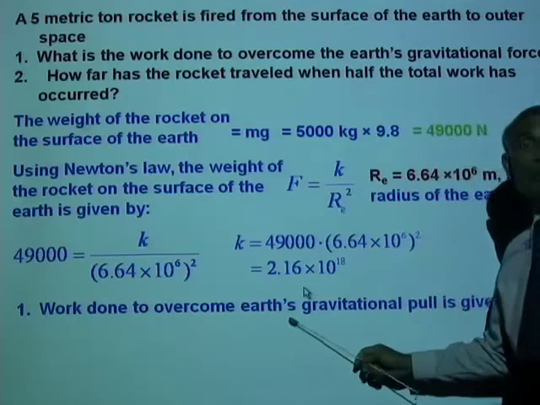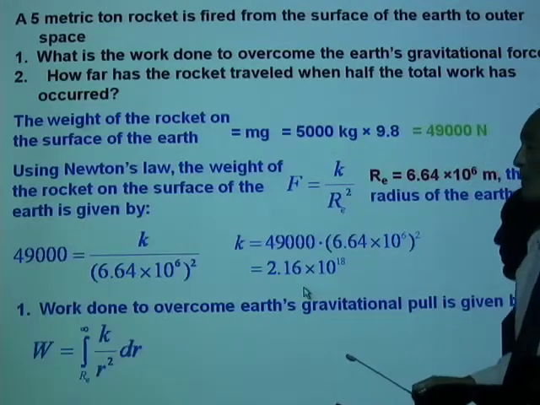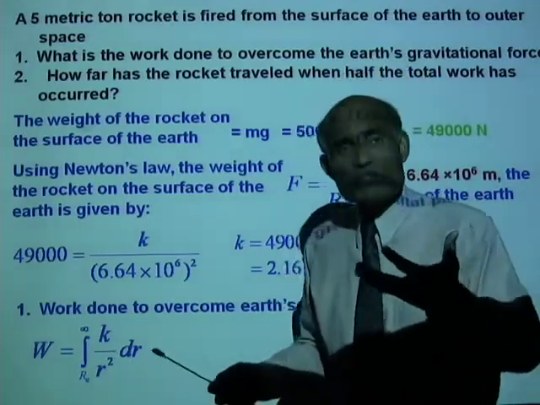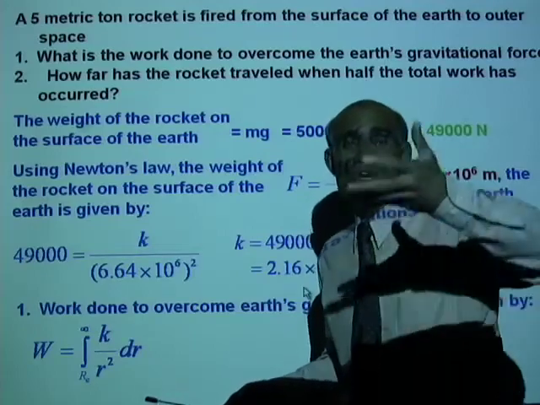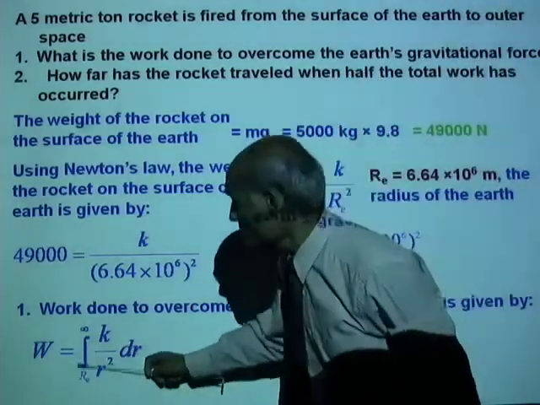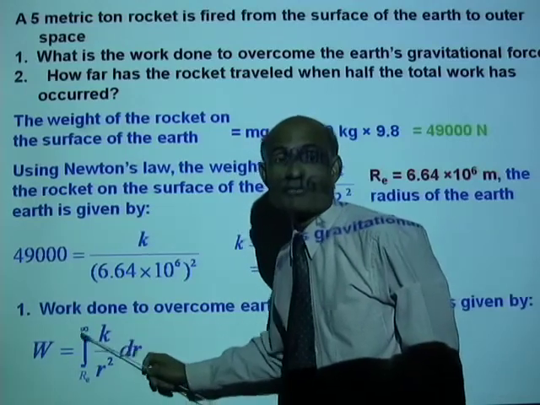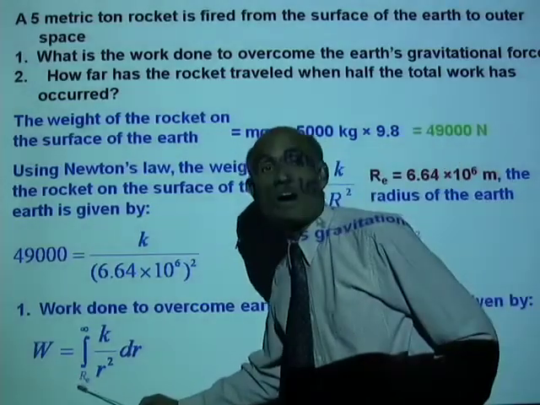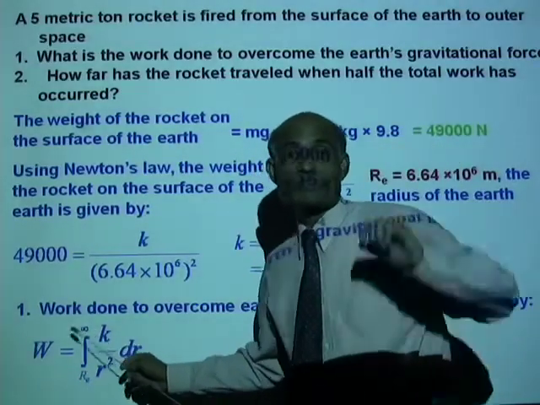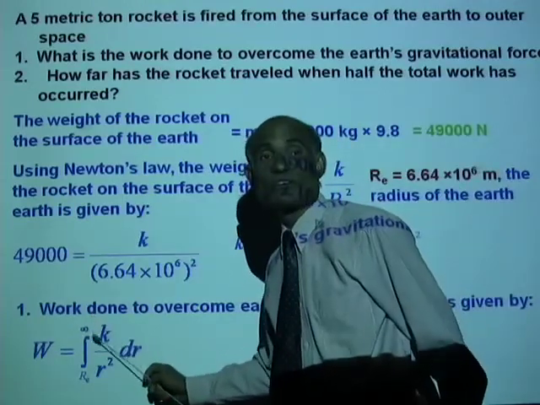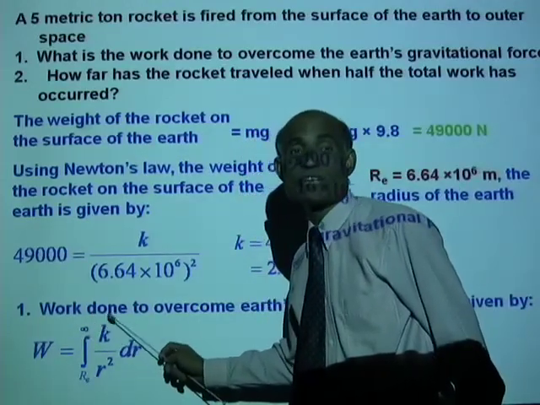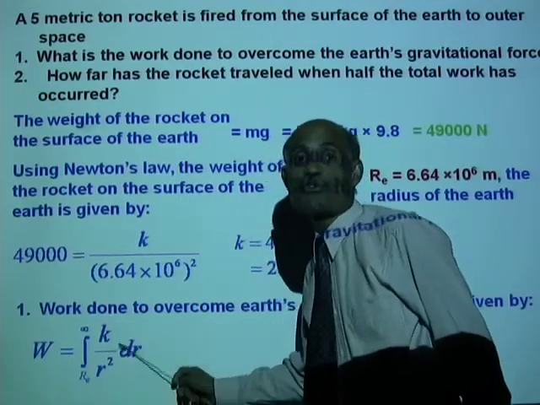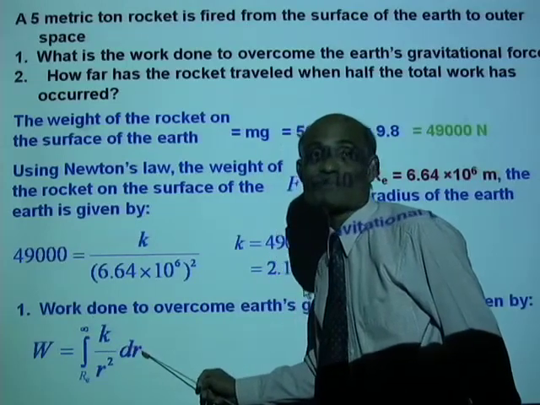Now, the work done to overcome the Earth's gravitational pull is given by, remember, what we are doing is taking this rocket from the surface of the Earth and away from it to infinity. So the work done will be an integral. The distance at the surface of the Earth is RE. And the distance when it goes to infinity will be infinite. So integral RE to infinity K over R squared dr. Isn't it?